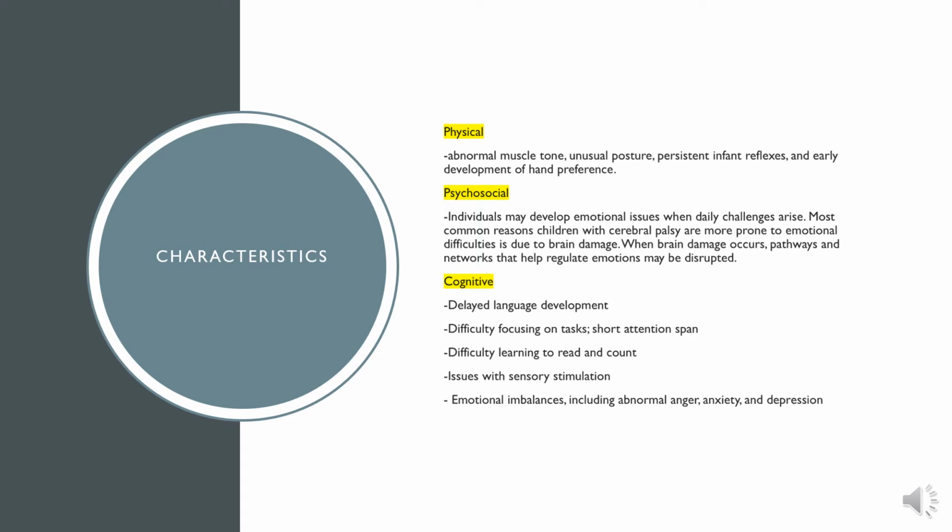So let's go ahead and discuss the characteristics. First, we have physical. We see an abnormal muscle tone, unusual posture, persistent infant reflexes, and early development of hand preference. Second, we have psychosocial. Individuals may develop emotional issues when daily challenges arise. Most common reasons children with cerebral palsy are more prone to emotional difficulties is due to the brain damage. When brain damage occurs, pathways and networks that help regulate emotions may be disrupted.